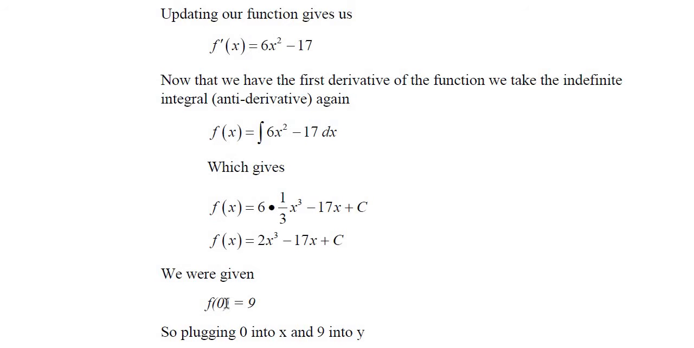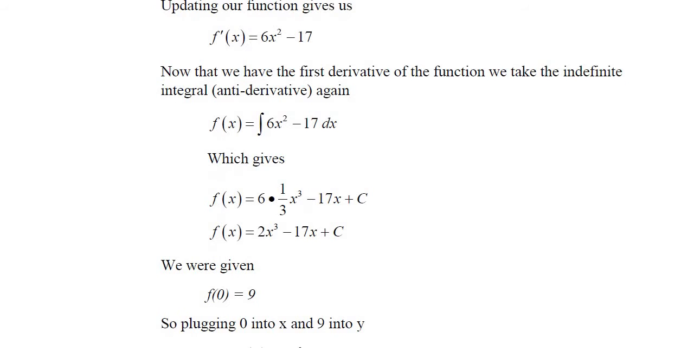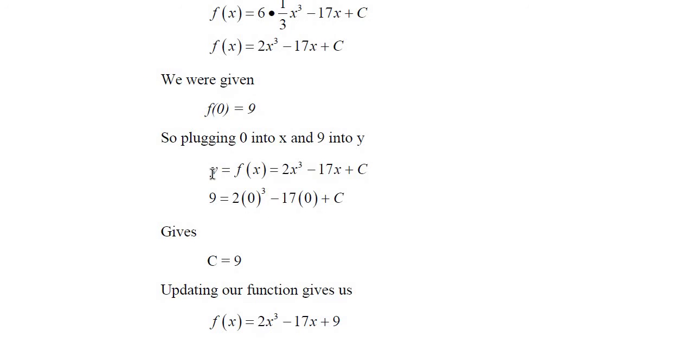Now we were given that f of 0 is equal to 9. So if I plug in 0 for x, the y value will be 9. So this is going to give us 9 is equal to 2 times 0 cubed minus 17 times 0 plus c, which gives me c is equal to 9. So updating our function, this gives us f of x is equal to 2x cubed minus 17x plus 9.